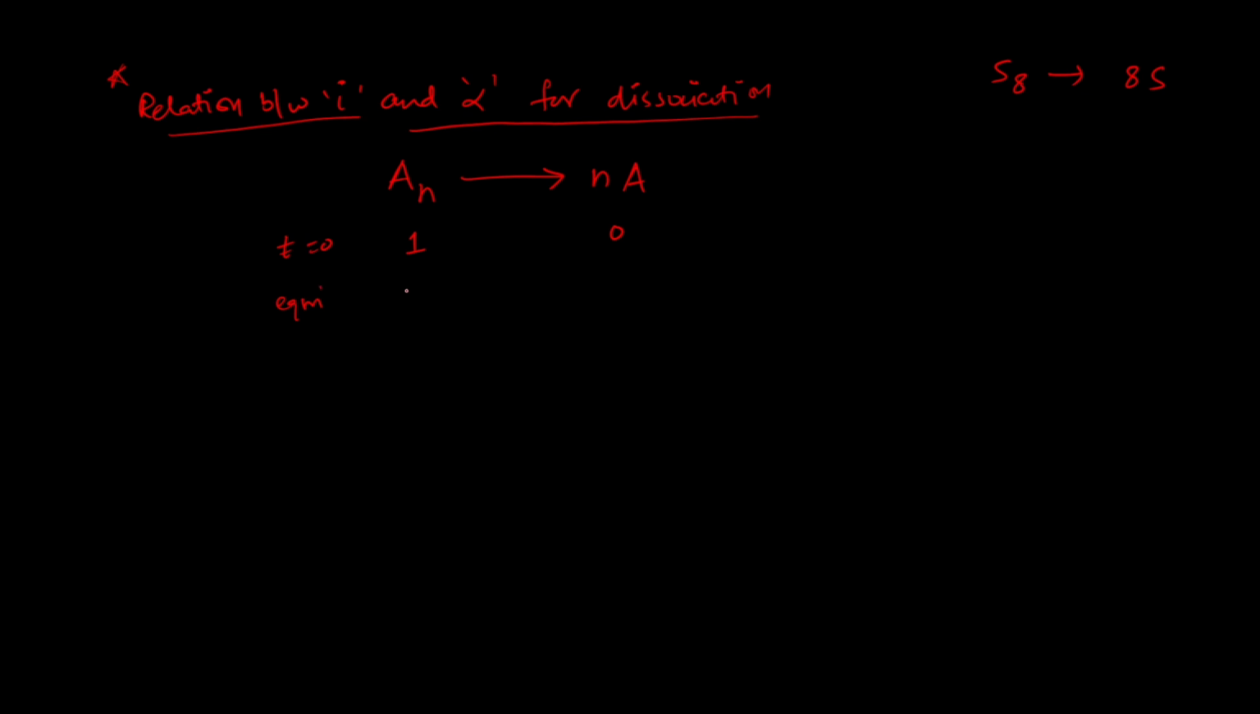At equilibrium, what can I write? It is 1 minus alpha, as alpha moles are getting dissociated. Now see, 1 mole of this salt or electrolyte is giving n moles of this particular compound. So if alpha is getting dissociated, it will give n alpha, because 1 is giving n, so alpha will give n alpha. Simple. Now write the expression for i. So i would be 1 minus alpha plus n alpha.